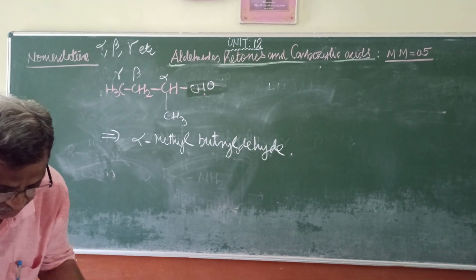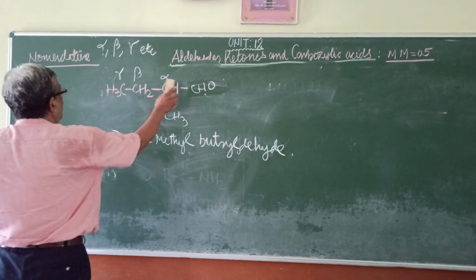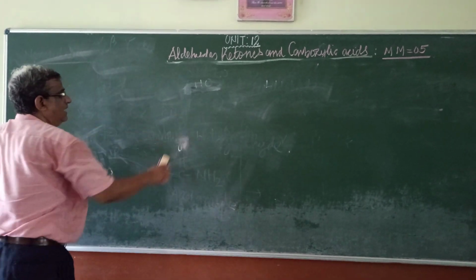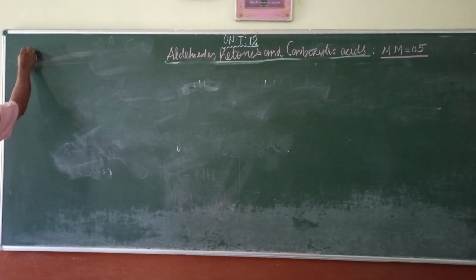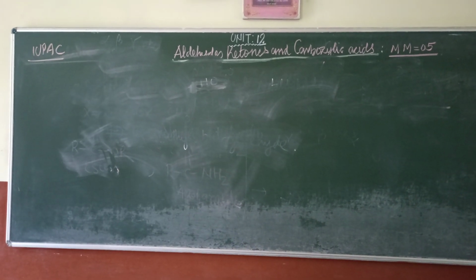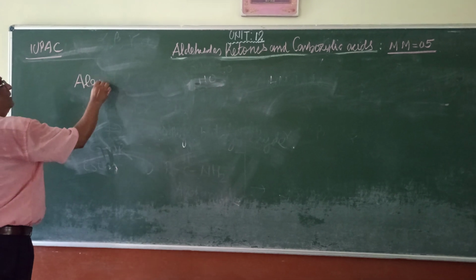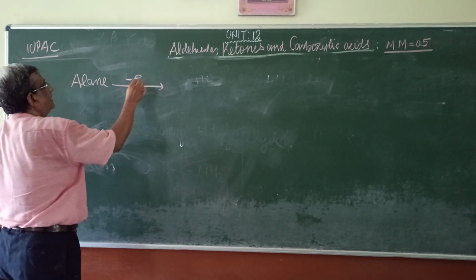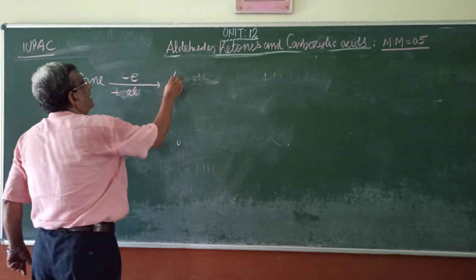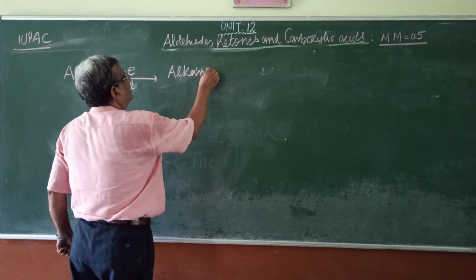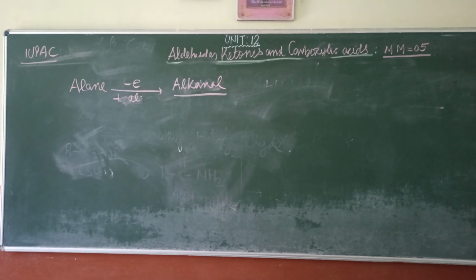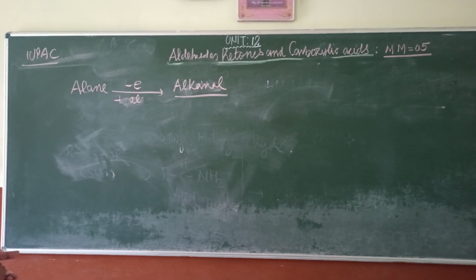Now, coming to the IUPAC nomenclature. How do you name aldehyde compounds by IUPAC? I write here the IUPAC naming of aldehydes. What do we do? If we have an alkane, we remove the E of alkane and add -al, and we get alkanal. So all the aldehydes we get here. This is the IUPAC nomenclature, and now I write the names here.